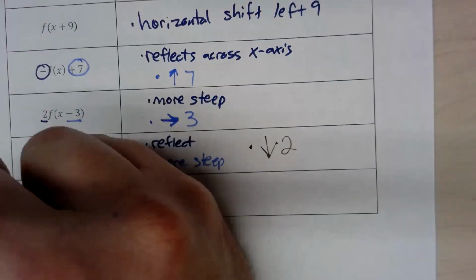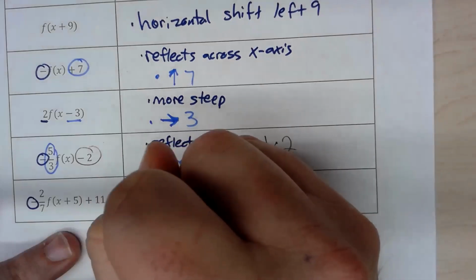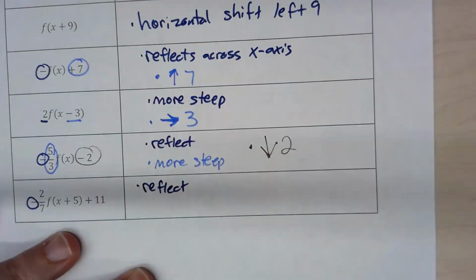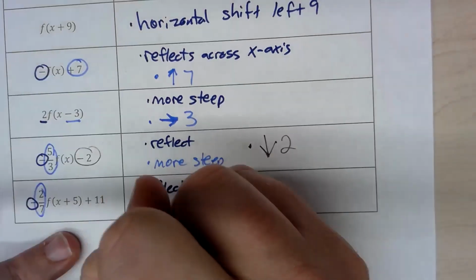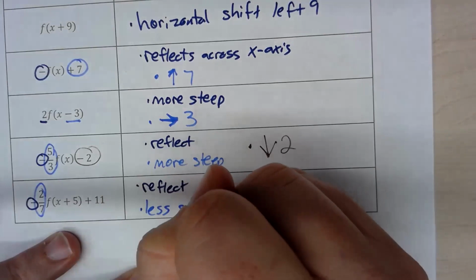Last one, so I get this negative. Well, it's going to make it reflect. 2/7 is less than 1. So it's going to get less steep.